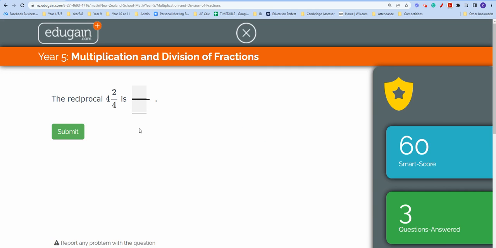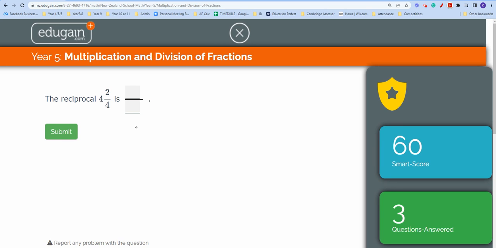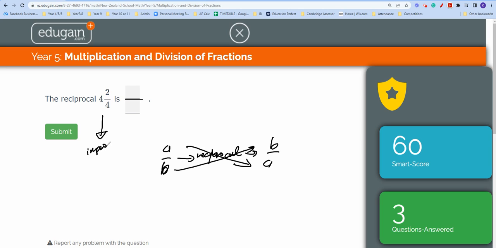Okay, the reciprocal of any fraction is the fraction in reverse. So if I've got any fraction, let's say a over b, and I want to find the reciprocal, it'll become b over a. So what have I done? I swapped the numerator and the denominator. So we first have to convert this into an improper fraction and then swap the denominator and numerator.